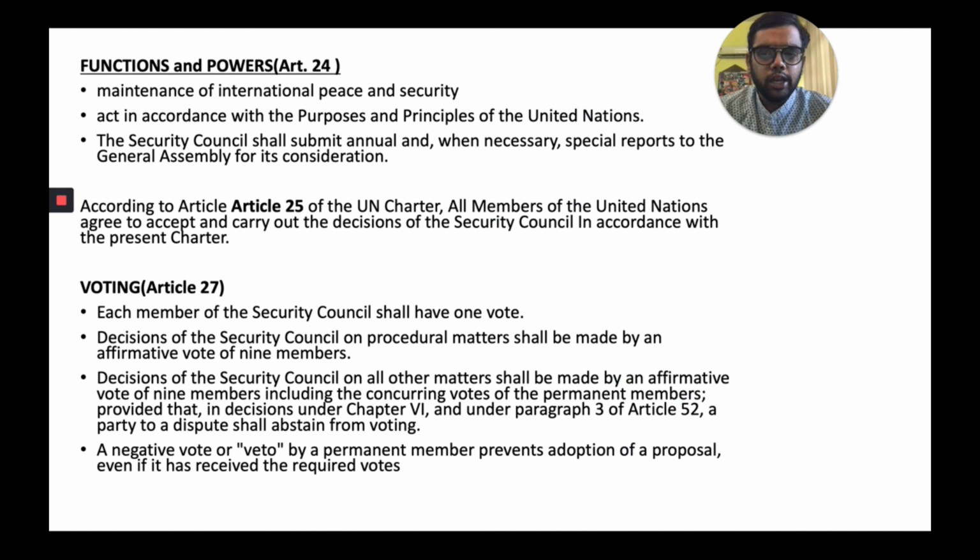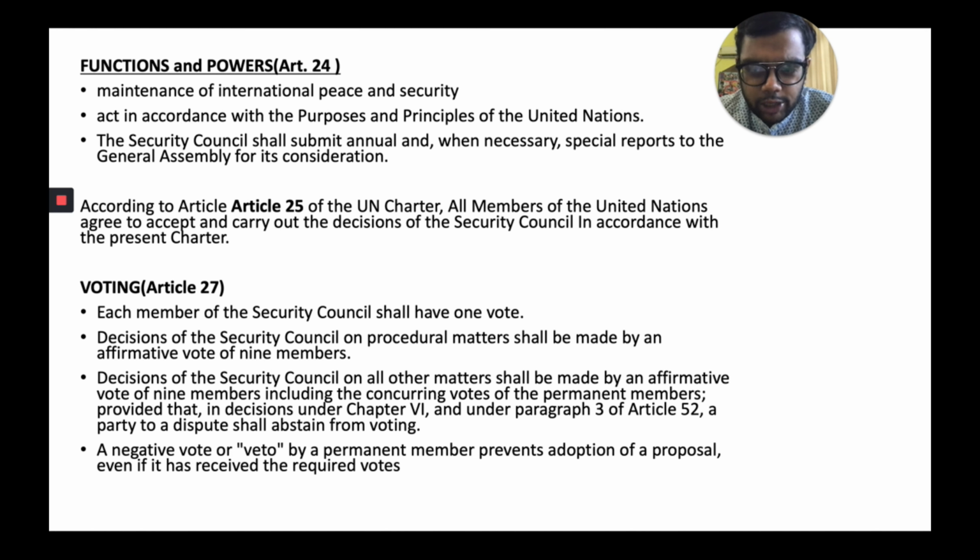Now, according to Article 4, there are basically 3 powers of the Security Council. First, maintenance of international peace and security. Second, act in accordance with principles and purposes of the United Nations. And thirdly, the Security Council shall submit annual and, when necessary, special reports to the General Assembly for its consideration.